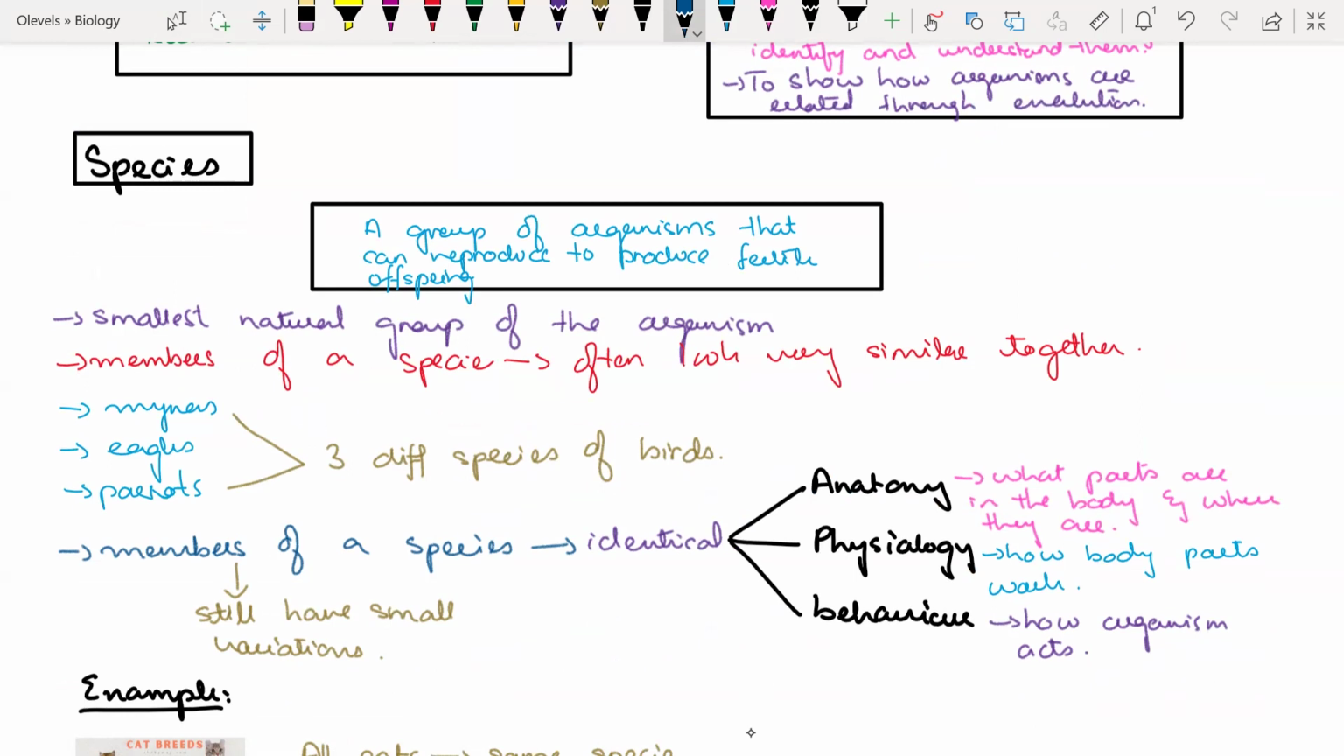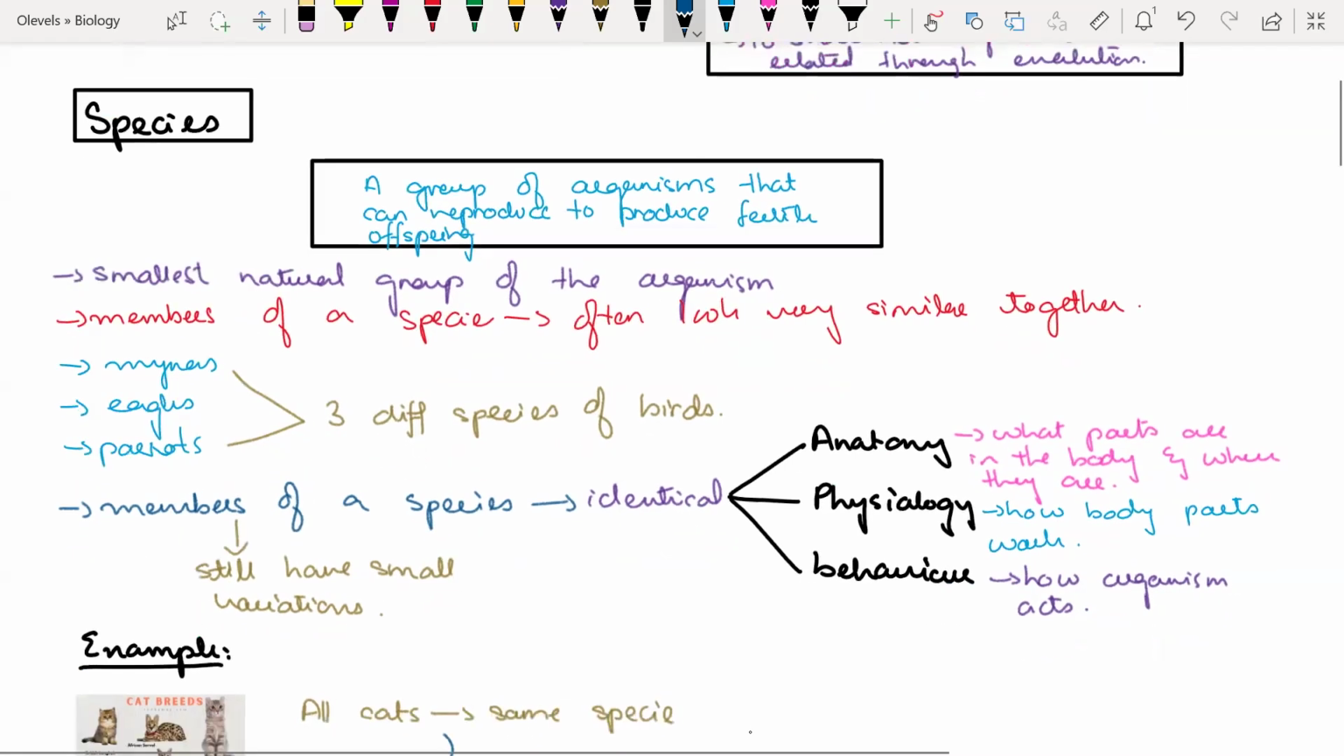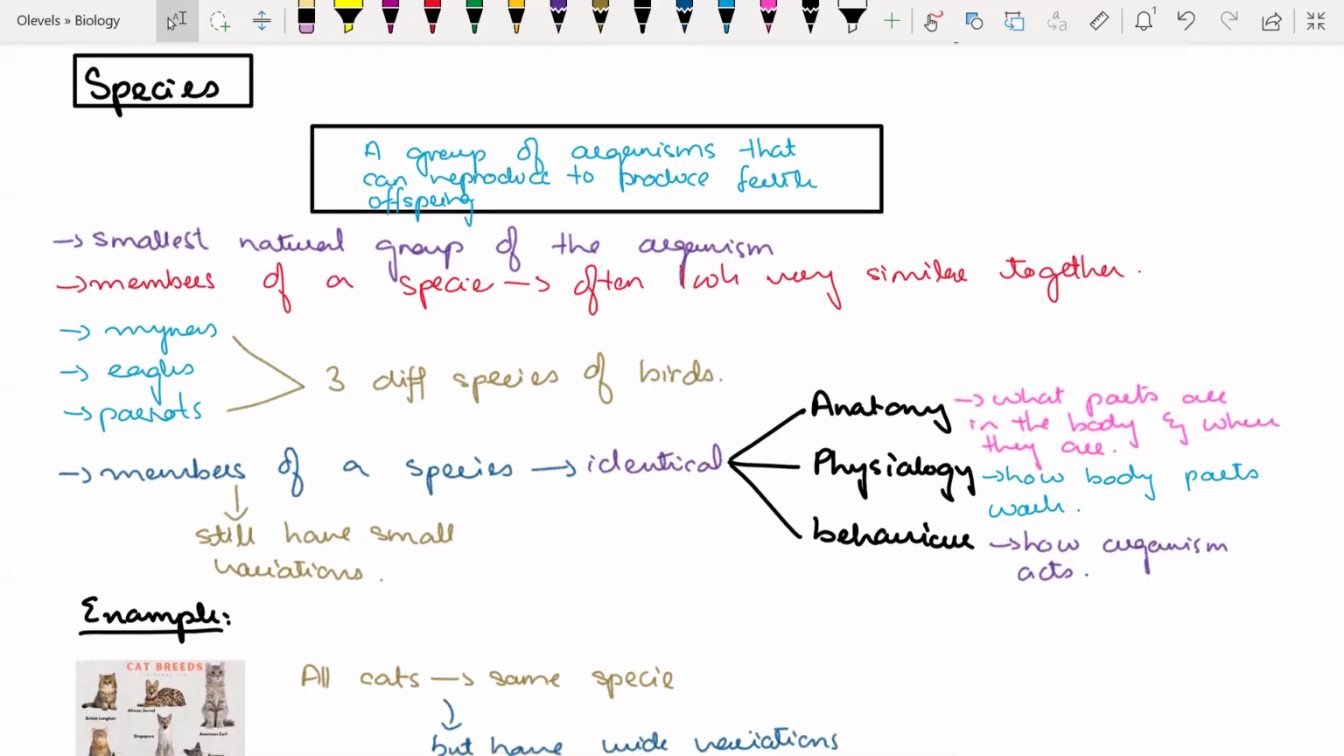In the case of humans, they can breed among themselves, that is, they can interbreed. That interbreeding is only between humans. But if we talk about a dog and a cat, both belong to different species. The species is the smallest natural group of organisms.